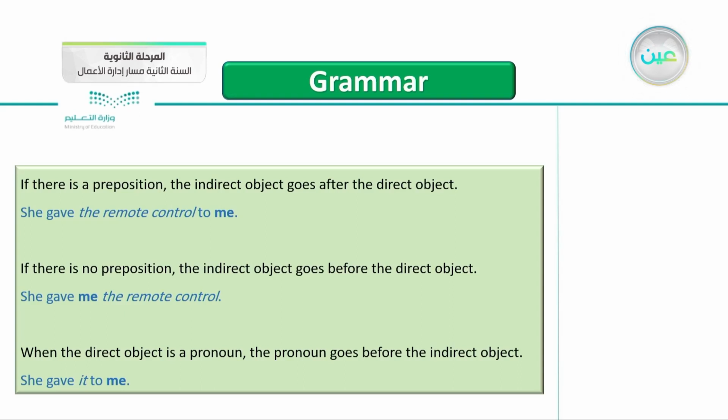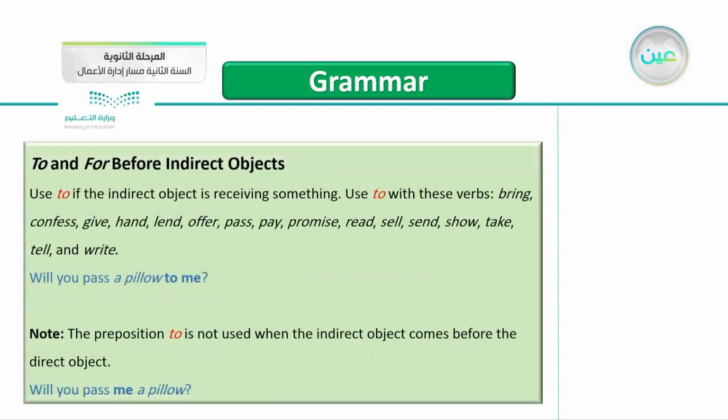Again, pay attention. When the direct object is a pronoun, not a noun, a pronoun, the pronoun goes before the indirect object. Notice the example here. She gave it to me. So it here is the direct object. It's a pronoun. It's regarding the remote control. It to me. So the pronoun goes before the indirect object, which in this sentence is me.